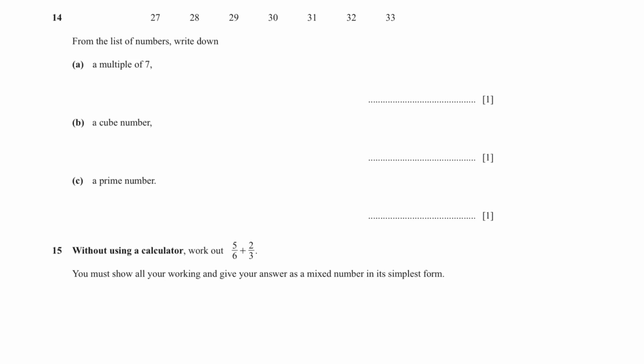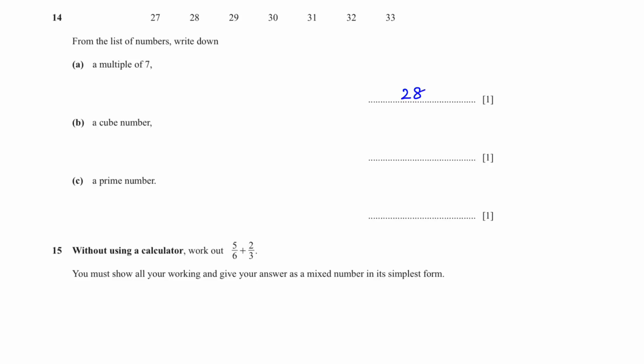Question number 14. We have been given a list of numbers and we have to find these answers. A multiple of 7. Multiple means it must be in the times table of 7. You can divide each number by 7 and check if you don't know your times table. And you will find that 28 is a multiple of 7.